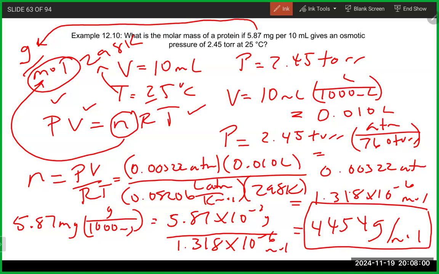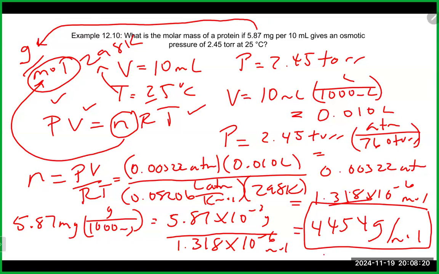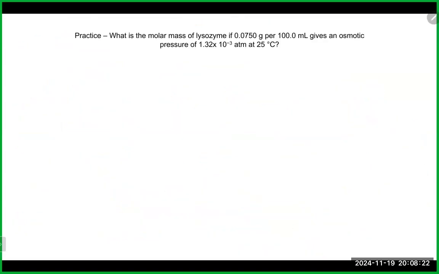Any questions on that particular one? This is honestly the same calculation we did in the gas chapter about finding molar mass and density, basically using the ideal gas law. Any questions on that one? All right, so why don't you try one here? What is the molar mass of a lysozyme if 0.075 grams per 100 milliliters gives an osmotic pressure of 1.32 times 10 to the minus 3 atmospheres at 25 degrees Celsius? Let's see what you come up with.